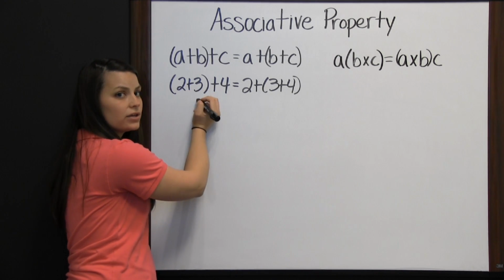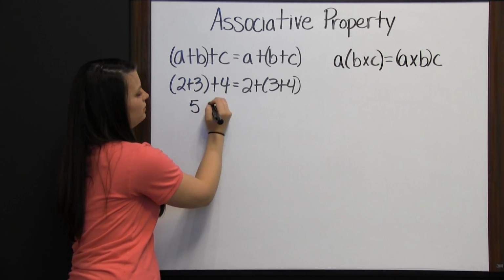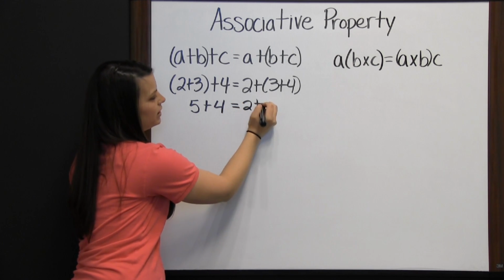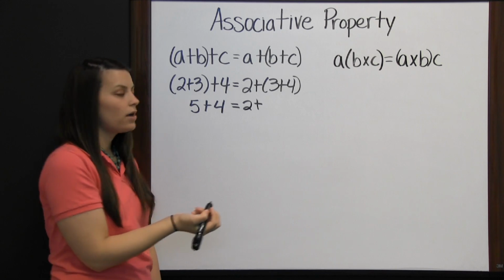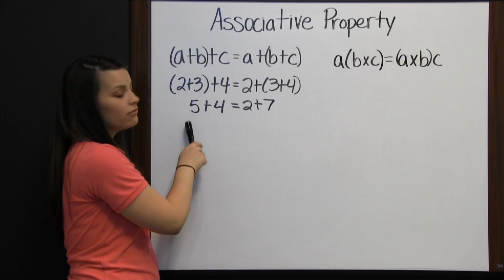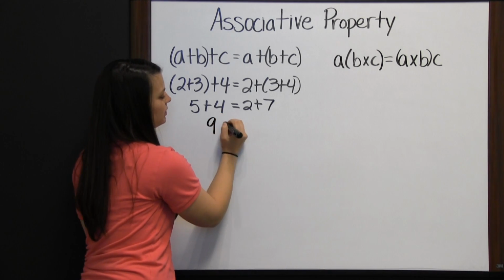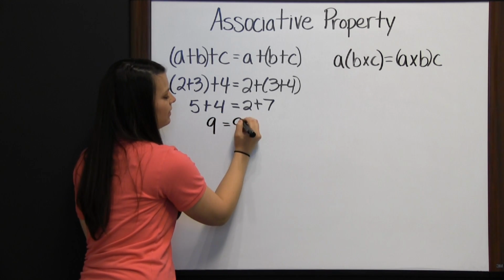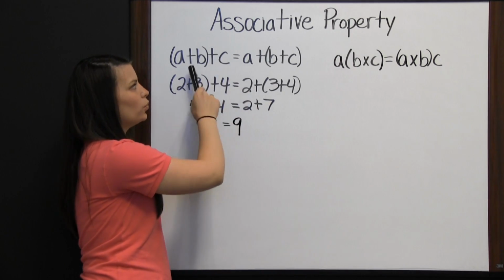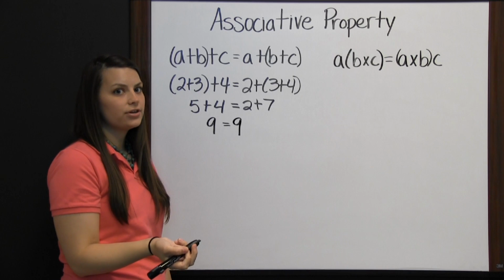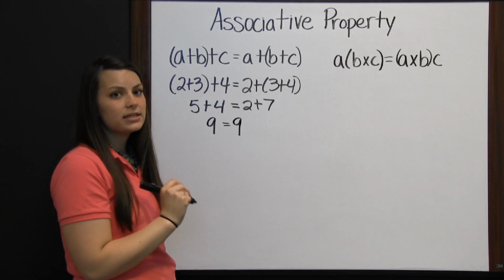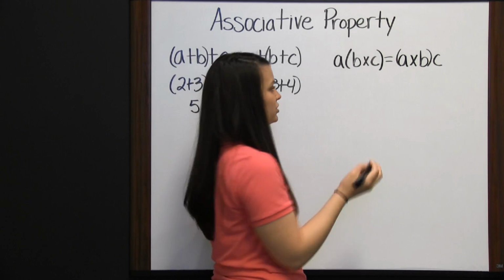We're going to start by adding 2 plus 3, so 5 plus 4 is equal to 2 plus, and again, following order of operations, 3 plus 4, which is 7. 5 plus 4 is 9, and that does equal 2 plus 7, which is also 9. So you can see it doesn't matter which terms we add first. Since we're doing addition, it doesn't matter what we do first. Let's see what happens when we do the multiplication side.